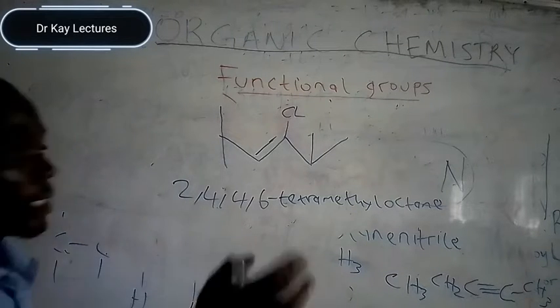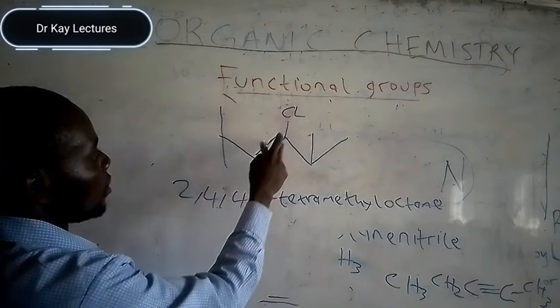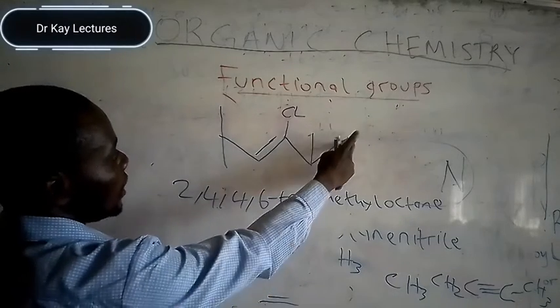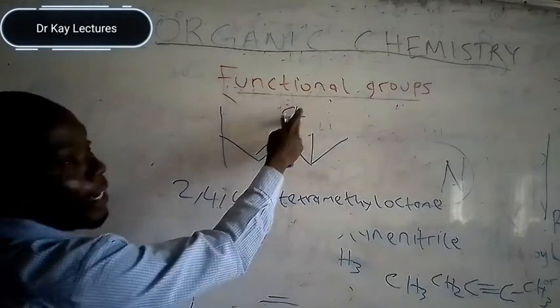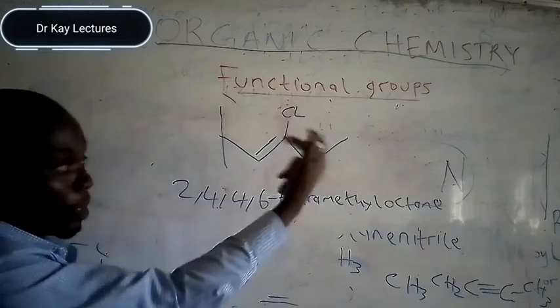So here, when you are naming, let's count our longest chain. 1, 2, 3, 4, 5, 6. This is our longest chain. Okay, let's say 1, 2, 3, 4, 5. This chain is 5. It's not up to 6.